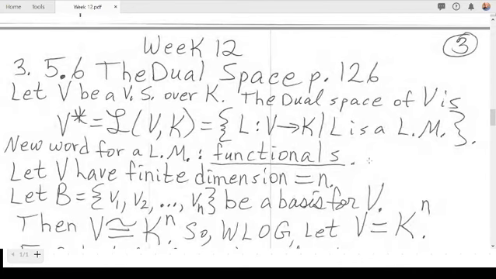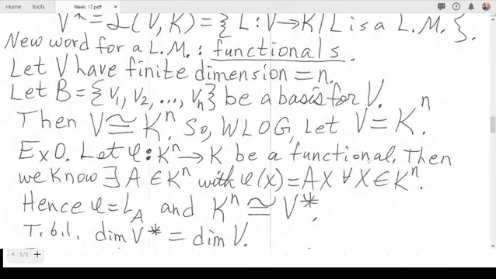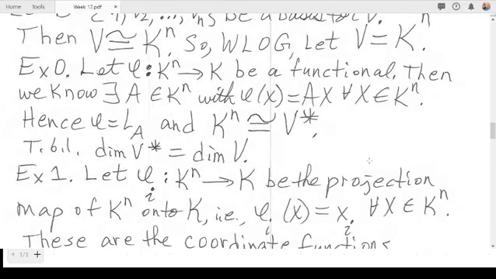When V has finite dimension n, and B, V1 to Vn, is a basis for V, then V, of course, is isomorphic to Kn, as we've already seen. So without loss of generality, we can let V be Kn. Example 0.